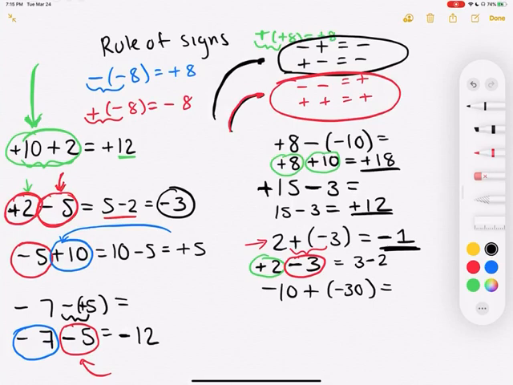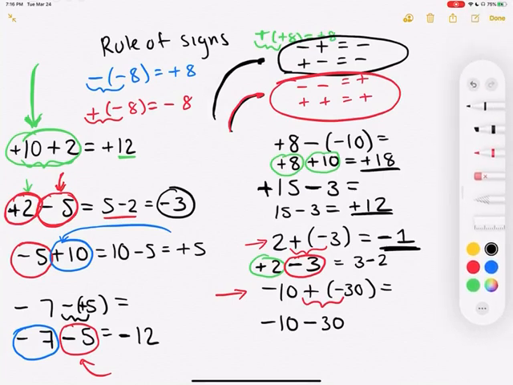For the last example, I have -10 plus -30. So the first thing that I see here is that I have two signs that are together. So I have to do this transformation before I start adding and subtracting. So -10, those two signs are different. So that means that they're going to combine into a negative sign, and just leave the magnitude as it is. So a positive and a negative, they combine into a negative sign.